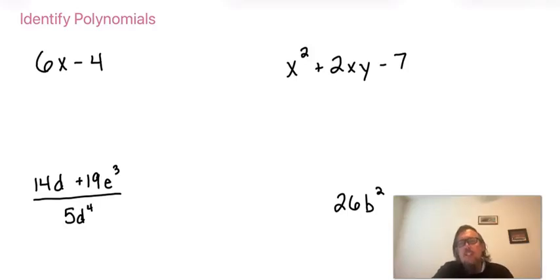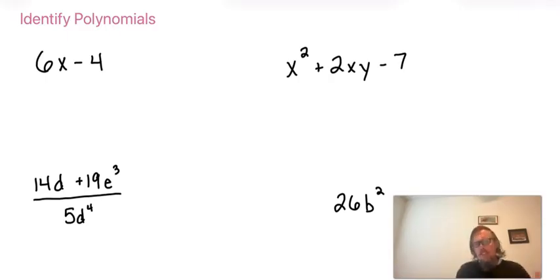For each one of these expressions that we have here, we're going to do three things. We're going to say whether or not this is a polynomial. We're going to say, if it is, what the degree of the polynomial is. And then also, if it is, we're going to name it as either a monomial, a binomial, or a trinomial.